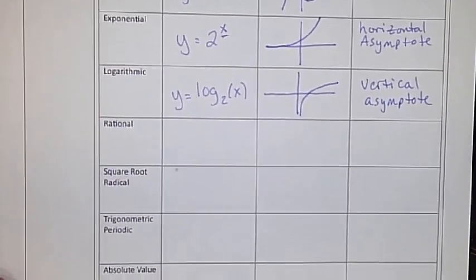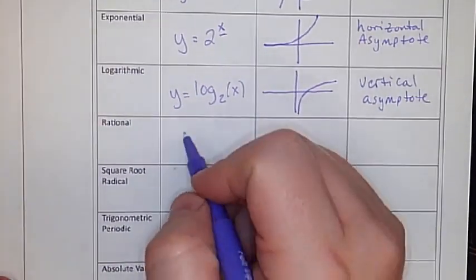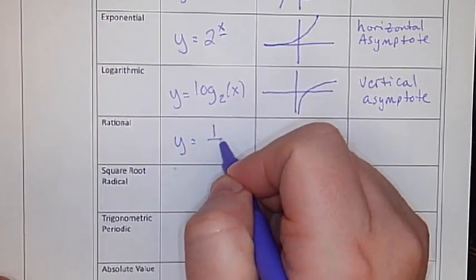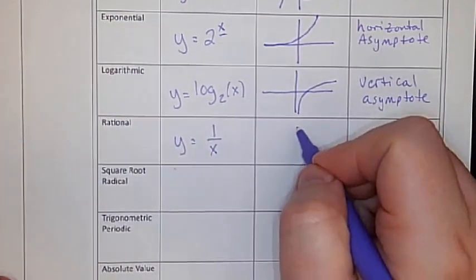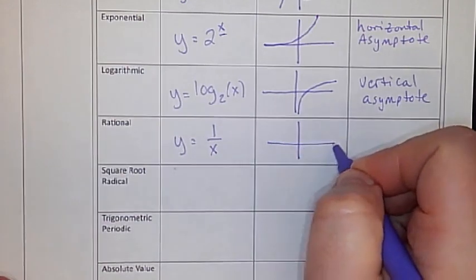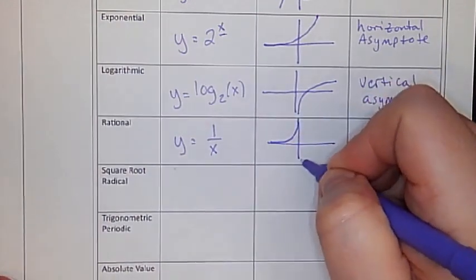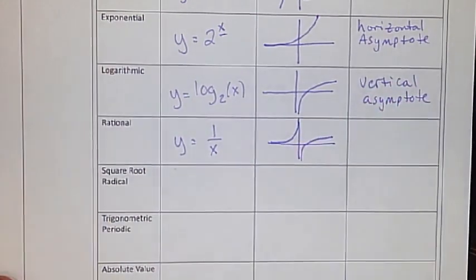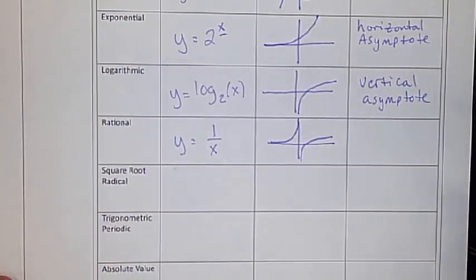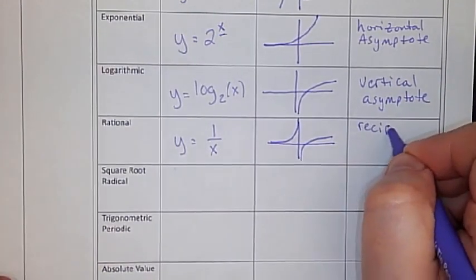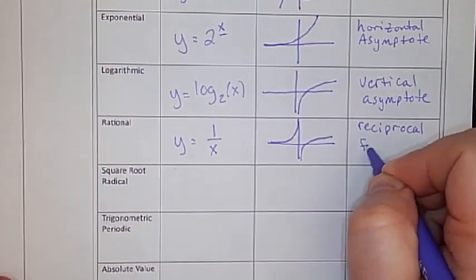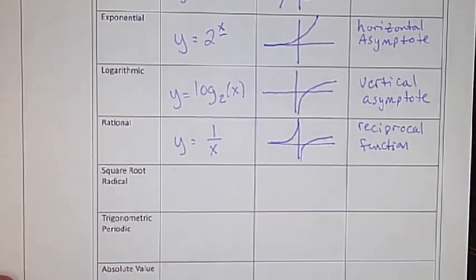Next, we have rational functions. The equation for a rational function is y equals 1 divided by x. Important things that we are going to note about a rational function is that it will commonly, not always, but commonly, have more than one piece. This is also called the reciprocal function. Rational functions can have vertical and horizontal asymptotes. Some will have only vertical, some will have only horizontal, some will have neither, some will have both.